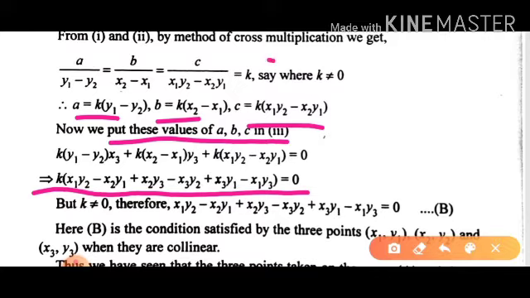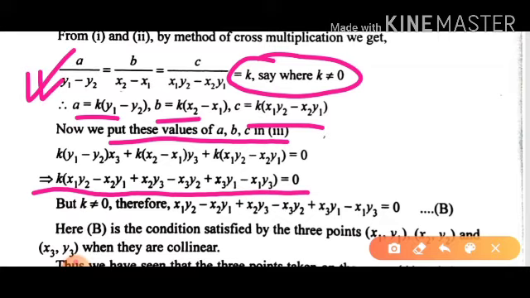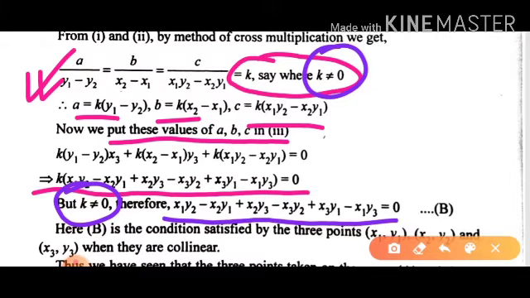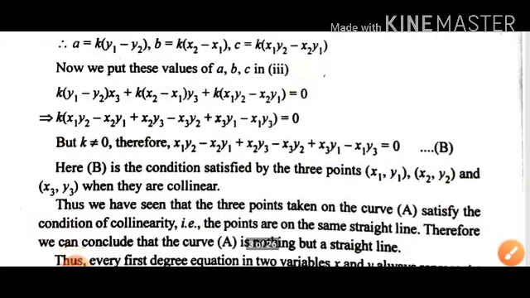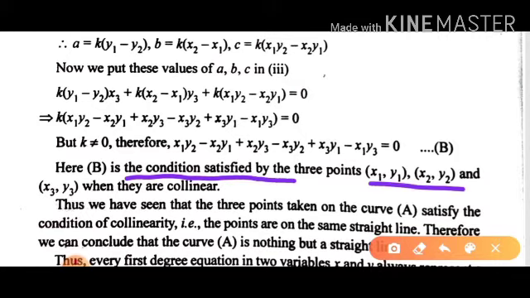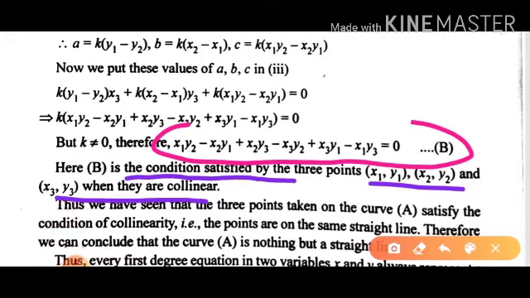Now since k is a ratio, it cannot be equal to 0, so we have taken k not equal to 0. Since k is not equal to 0, the other part must be equal to 0. What it means is that this is the condition for the 3 points (x1, y1), (x2, y2) and (x3, y3) to be collinear.